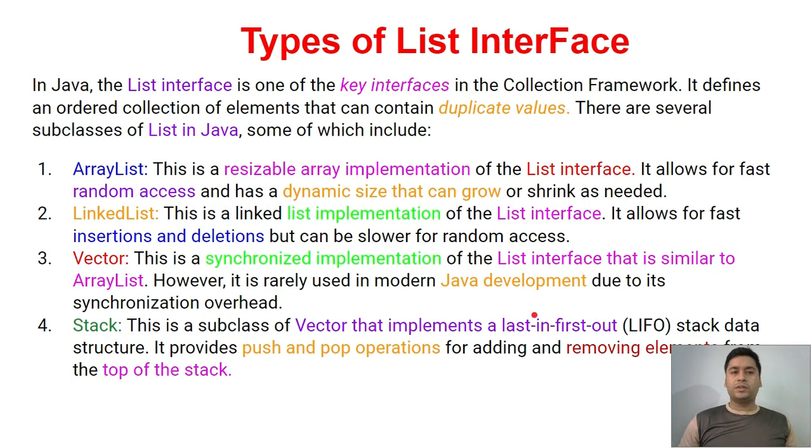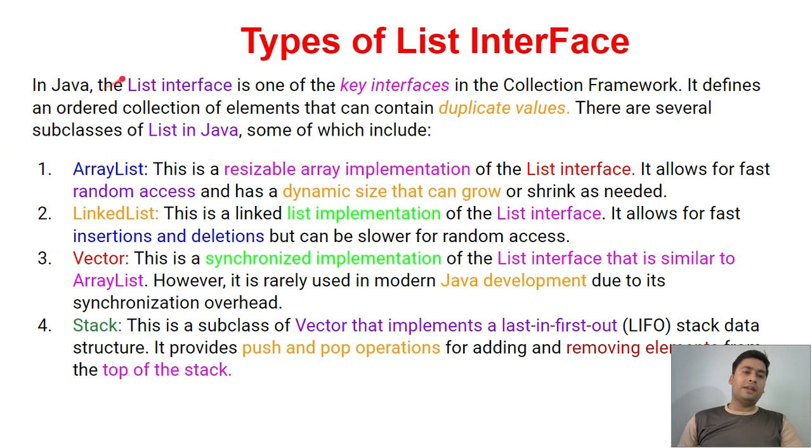Same thing, if you go here to the types of the interface, that is not really types, we can say types of the implemented classes, and someone can also say type of the list interface. So you can consider array list, linked list, vector and stack. These are the four types, and you can say the implemented classes also. But generally as a technical term, you have to say that list has four implemented classes, which are array list, linked list, vector and stack.